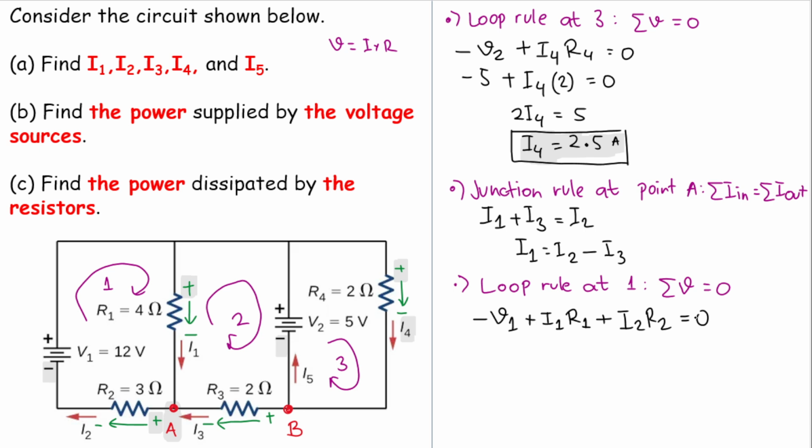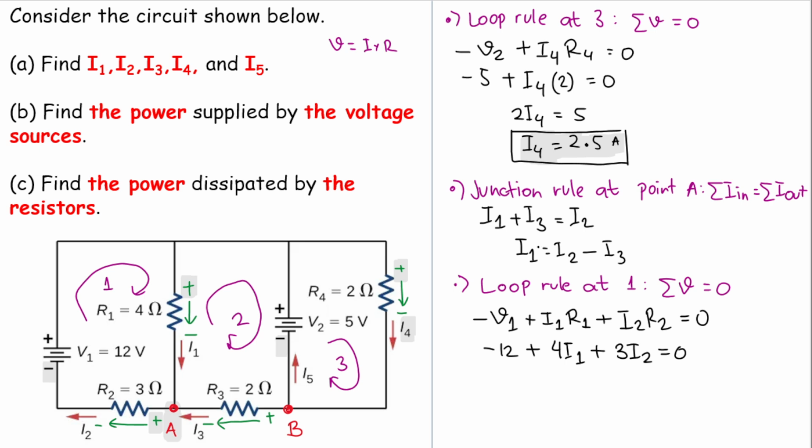Okay, now let's plug in the numerical values. So we'll have minus 12 and then plus I1 is unknown, but R1 is 4 ohm. So I'll have 4 I1. And then we will have plus I2 is unknown, but R2 is 3 ohm. So I will have 3 I2. And all of that will equal to 0.